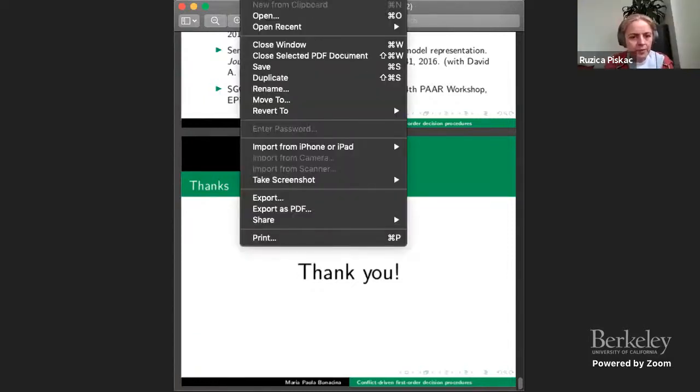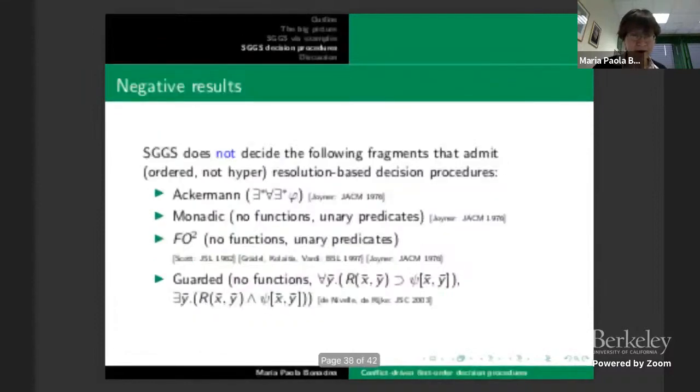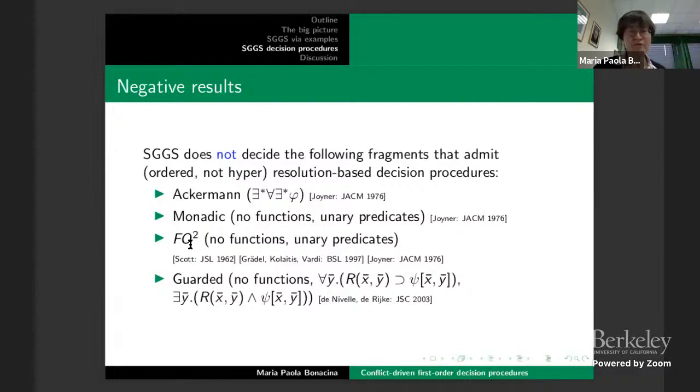Yes, sure. Let me actually go back to the full screen and go back to that slide. So here are the negative results. FO2 is one of the cases where SDGs fails to provide a decision procedure. And basically, we just took a pretty famous example from the paper by Joyner, the paper in JACM 1976. There is a set of clauses which can be obtained by transforming into clausal form a formula which belongs simultaneously to Ackermann, monadic, and FO2. And we can show that SDGs does not terminate on that set of clauses, regardless of whether the interpretation is I plus or I minus.